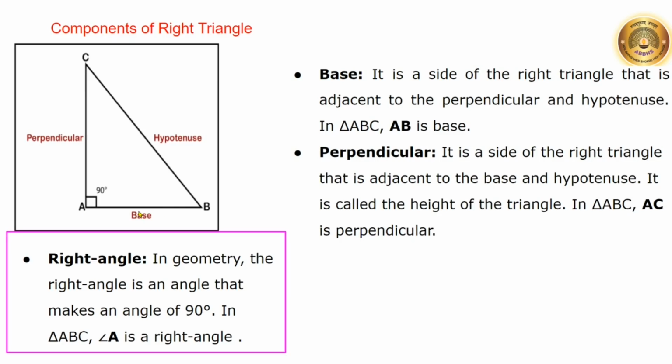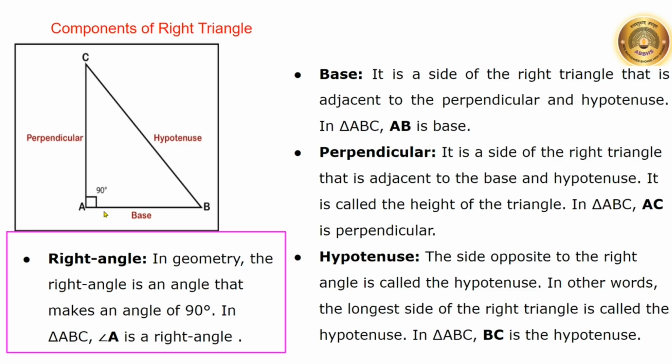Perpendicular. It is a side of the triangle that is adjacent to the base and hypotenuse. It is called the height of the triangle. In triangle ABC, AC is the perpendicular. Hypotenuse. The side opposite to the right angle is called the hypotenuse. In other words, the longest side of the right triangle is called the hypotenuse. In triangle ABC, BC is the hypotenuse.